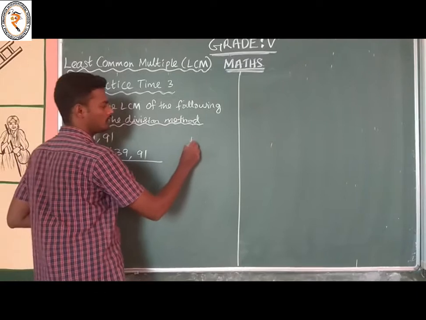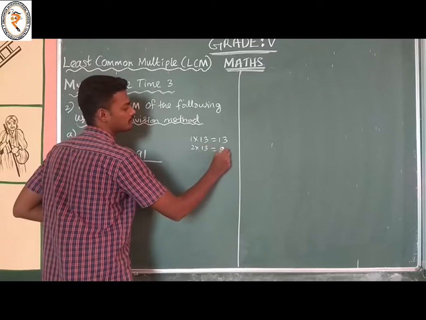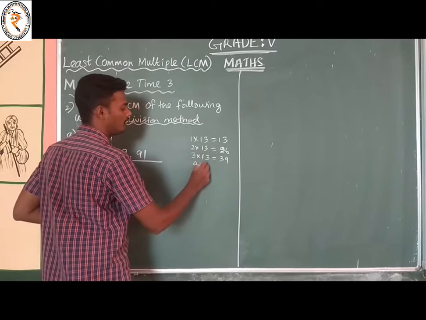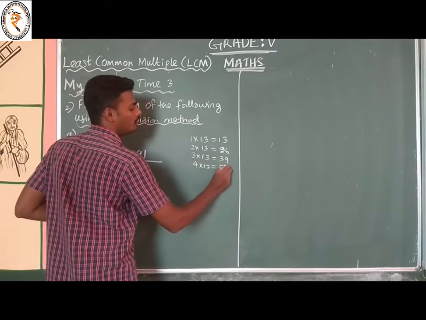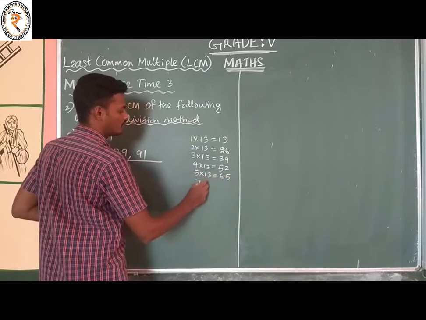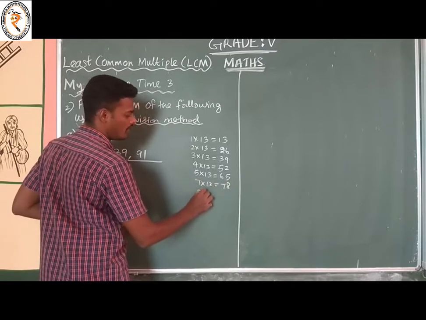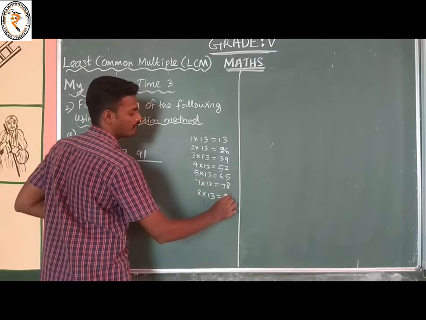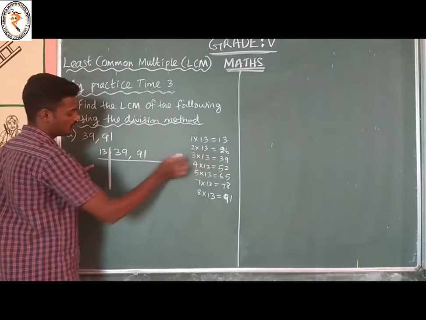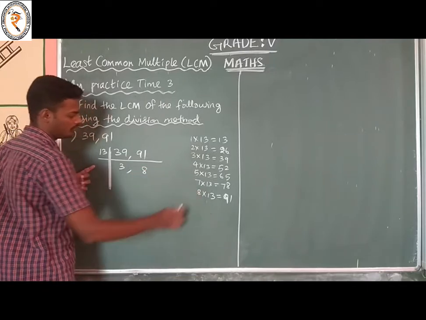1 13 is 13, 2 13s are 26, 3 13s are 39, 4 13s are 52, 5 13s are 65, 6 13s are 78, and 7 13s are 91. In the 13 table, 39 comes 3 times and 91 comes 7 times.